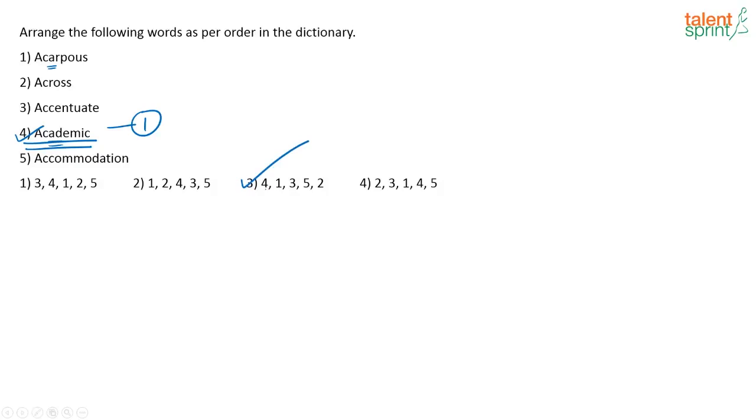4, 1, 3, 5, 2. So first you will have academic followed by this word, and then you have accentuate. So this will be 3, this will be the position 4, and this will be the position 5. Okay. Next one.